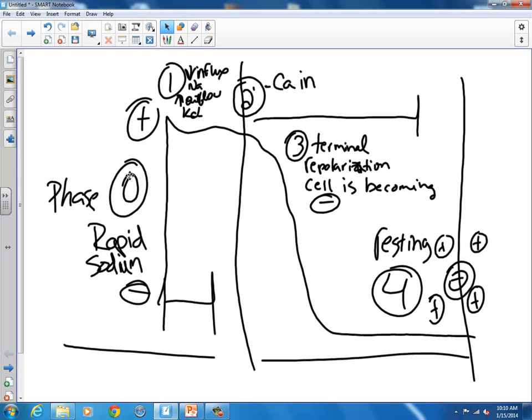Well, the point in between the second phase and over here to the fourth phase, that's going to be the relative refractory period.